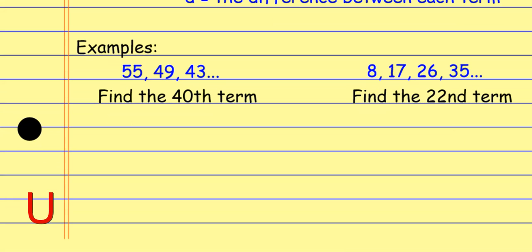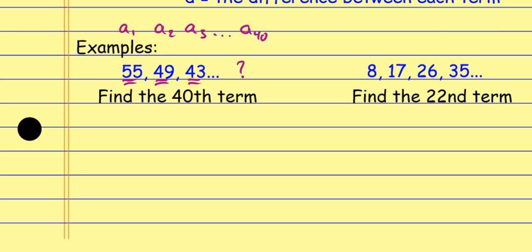For example, if you look at this one, it says find the 40th term. And so as I look at this, you could just say, okay, right here, this is the first term, this is the second term, this is the third term. So in terms of labels, this would be a sub 1, a sub 2, a sub 3. And of course, I want to work my way all the way out to a sub 40 and figure out what that is. Okay?